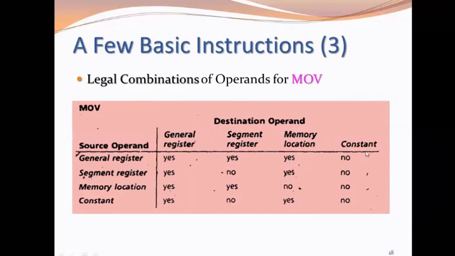But look at here. Guys, are you listening to me? Yes, sir. Now the last one, the destination is a constant and source is a register. What is the scenario? Can you remember? Destination is a constant. So if I write move 5, CX, is this true? No, sir, it is not possible. That's why it is no. Is that clear?